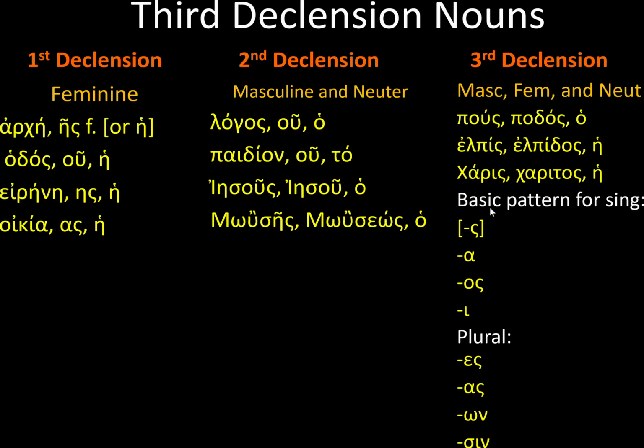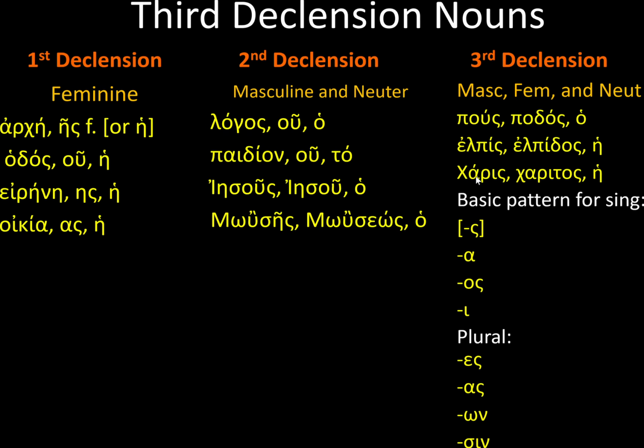That they are built according, number one, to the basic pattern of sa, os, si, es, as, on, sin. This will give us the nominative, the accusative, the genitive, and the dative singular, and then it will give us the plural for these same cases in the third declension. Sa, os, si, es, as, on, sin.